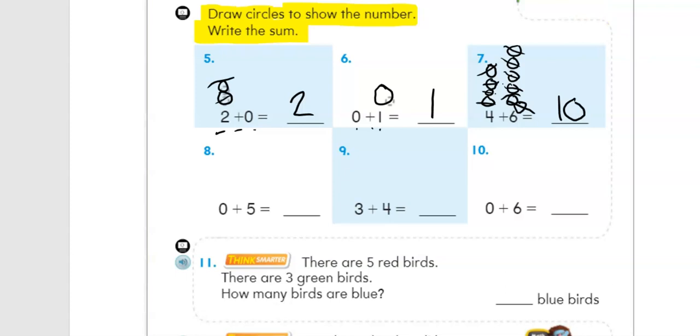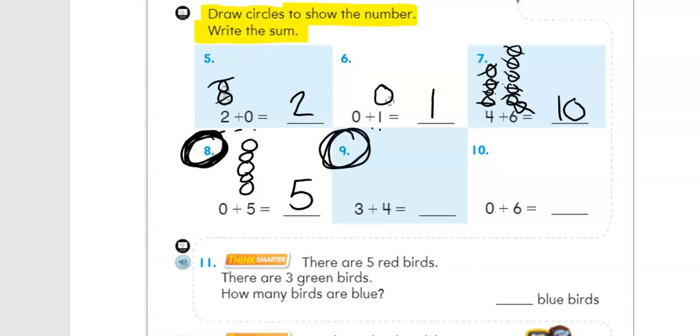All right, Zayden, first one. Which one? Number 8, right here. I'll circle it. Number 8. 0 plus 5 equals 5. Great job. So make sure you draw your circles. 3, I did. 4, 5. Awesome job, Zayden. Okay, Liam.